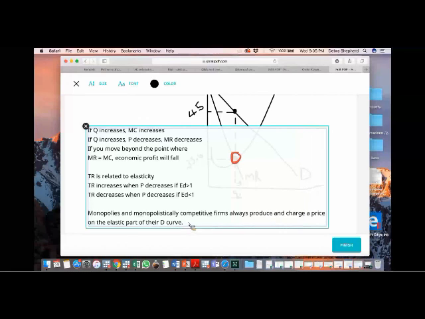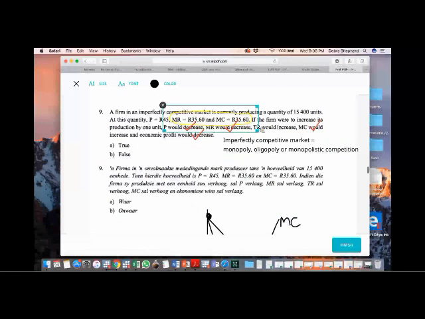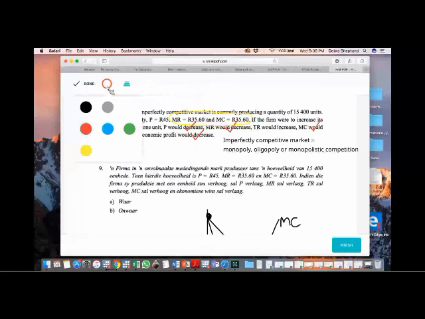So if they're always on the elastic part of their demand curve, it must mean that if price decreases, total revenue increases. So the statement here, total revenue would increase, is correct as well. So the answer to this question is true.